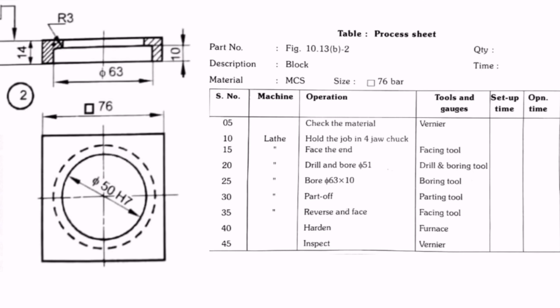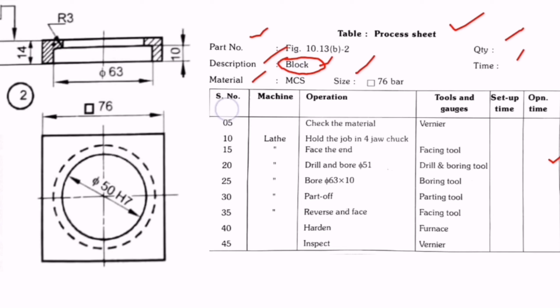Our next task is preparing the process sheet. So we are preparing the process sheet for the block. It is one of the parts of the lathe tool post. First of all we need to understand the skeleton of the process sheet. Skeleton means first of all we should draw the table. After drawing the table, we should indicate some information like part number, description, material, quantity, size and time. All this information should be indicated above the table compulsorily without fail. And the name of the part for which we are going to prepare the process sheet should be indicated.